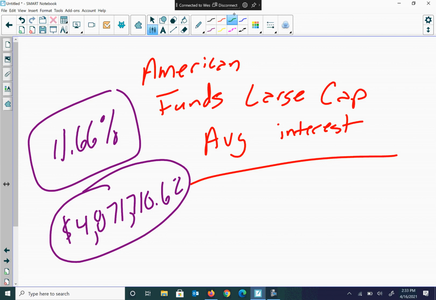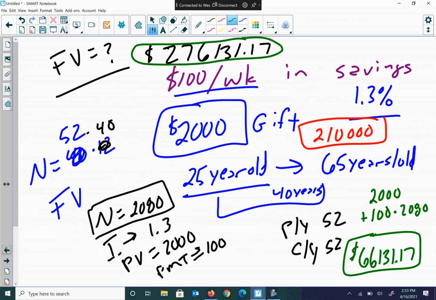So here's the question for you, my friends. Do you want $4 million at the end, or do you want the $276,000 in the end? I think $4 million is a heck of a lot better, right?